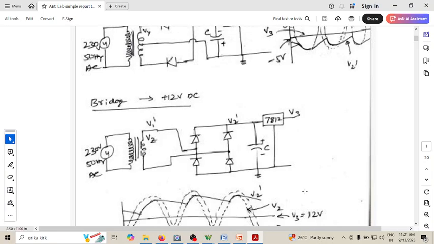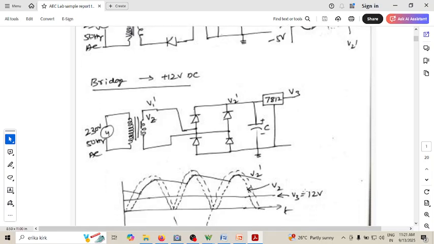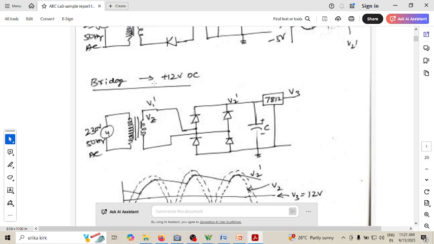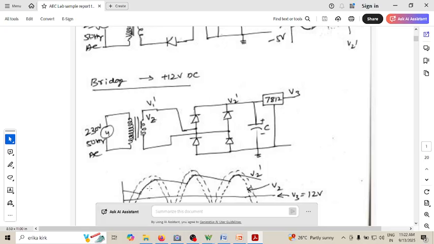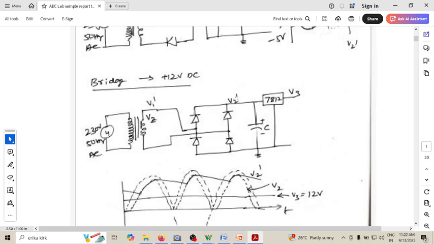Then comes the bridge rectifier to get 12 volt. We are using the 7812, which will give you 12 volt regulation provided you have sufficient voltage at the input of the regulator. That is realized using a bridge circuit, and you can see this is the waveform at this point, which is V1 dash, and again this is V2 and V2 dash. V2 is with the resistor, V2 dash is with the resistor and capacitor, that is the filter.